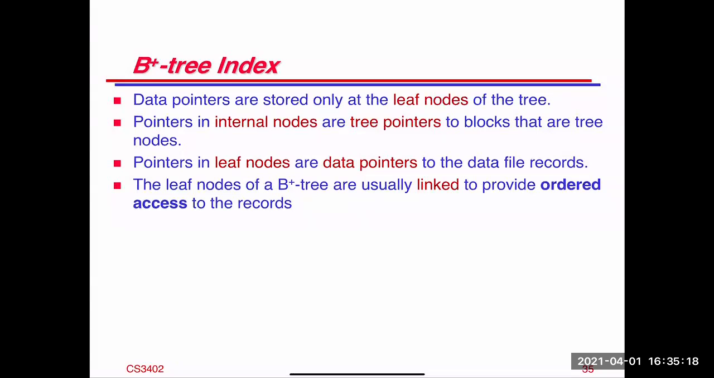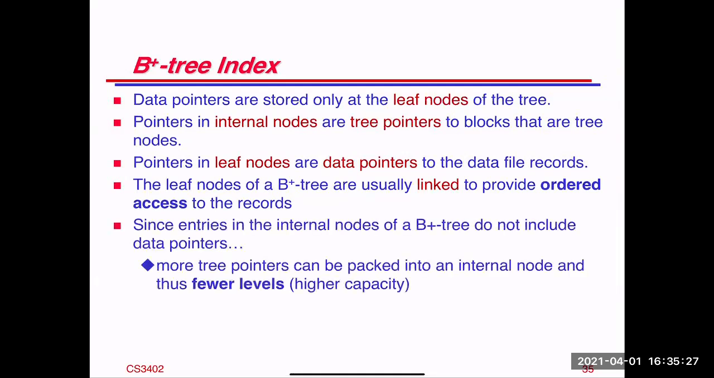So the leaf nodes of a B+ tree are usually linked together to provide ordered access to the records. One consequence of the way we store things in a B+ tree, meaning that we don't have any data pointers in the internal nodes, is that we can pack more tree pointers into an internal node. Okay, so we will need fewer levels compared to a B tree.